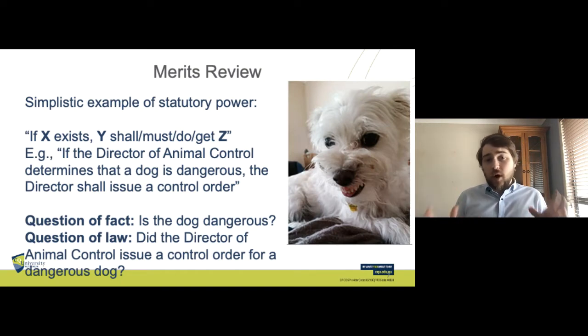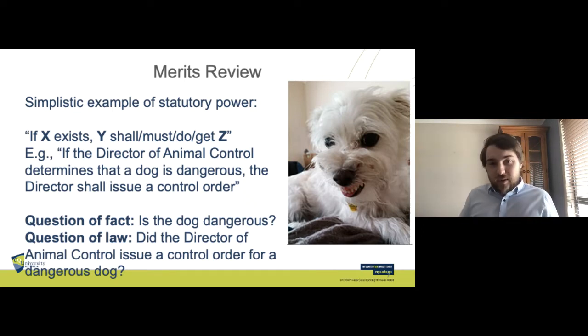So to give you a more concrete example, if the director of animal control determines that a dog is dangerous, then the director shall issue a control order. So the question of fact here, X, is the dog dangerous or not? Based on fact, is this a dangerous dog? And I've given you a picture of my dog Daisy here, who is definitely not a dangerous dog. She's generally very placid and timid, unless you try and wake her up from a nap, in which case she does get a little bit grouchy.